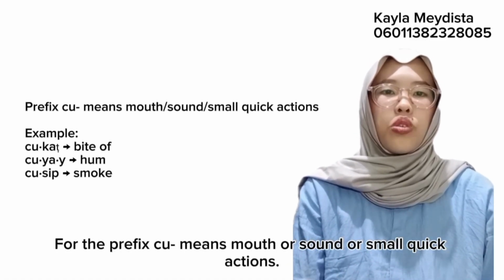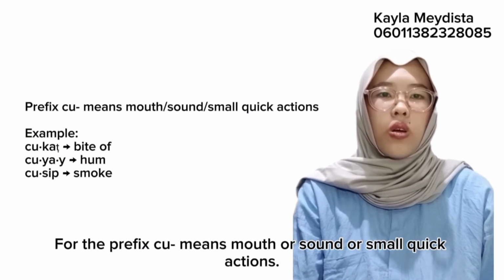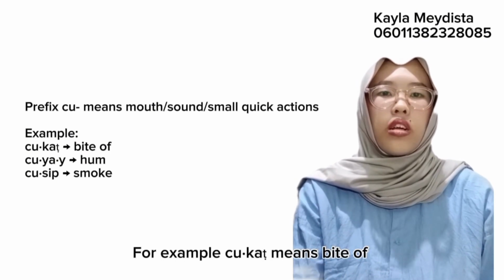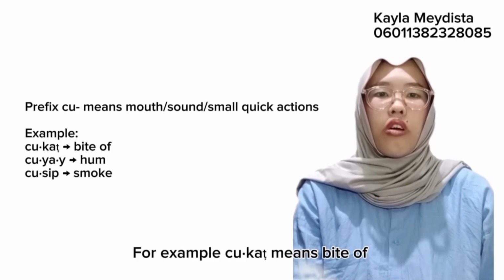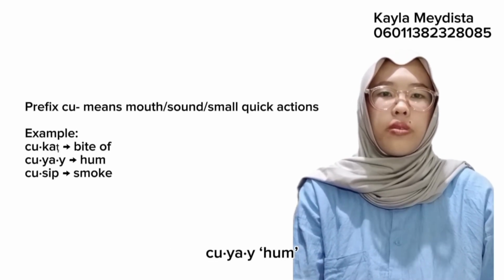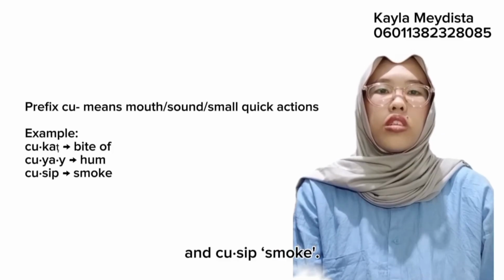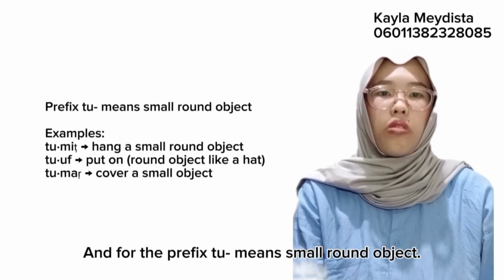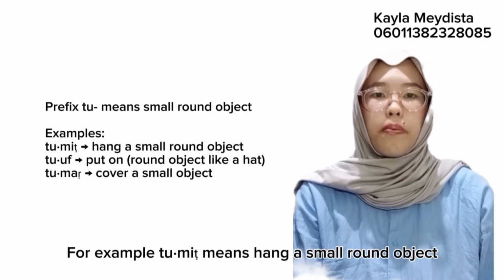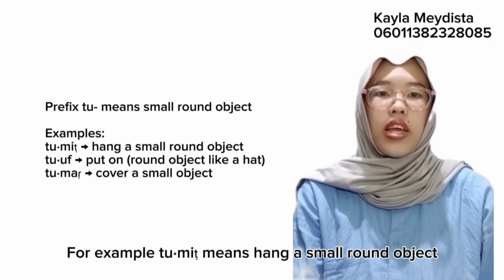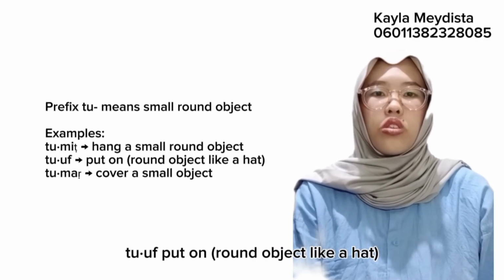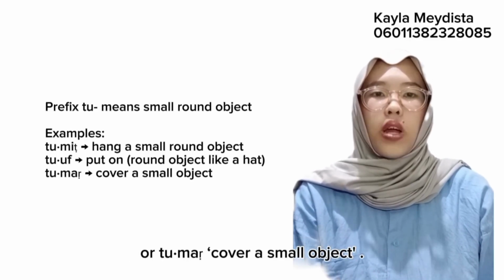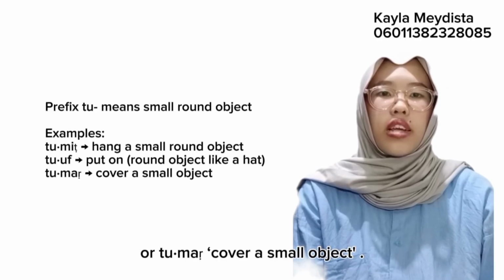For the prefix chu means mouth or sound or small quick actions. For example, to cut, bite off, hum, and to sip, smoke. And for the prefix tu means small round object. For example, to hang a small round object, to put on a round object like a hat, or to cover a small object.